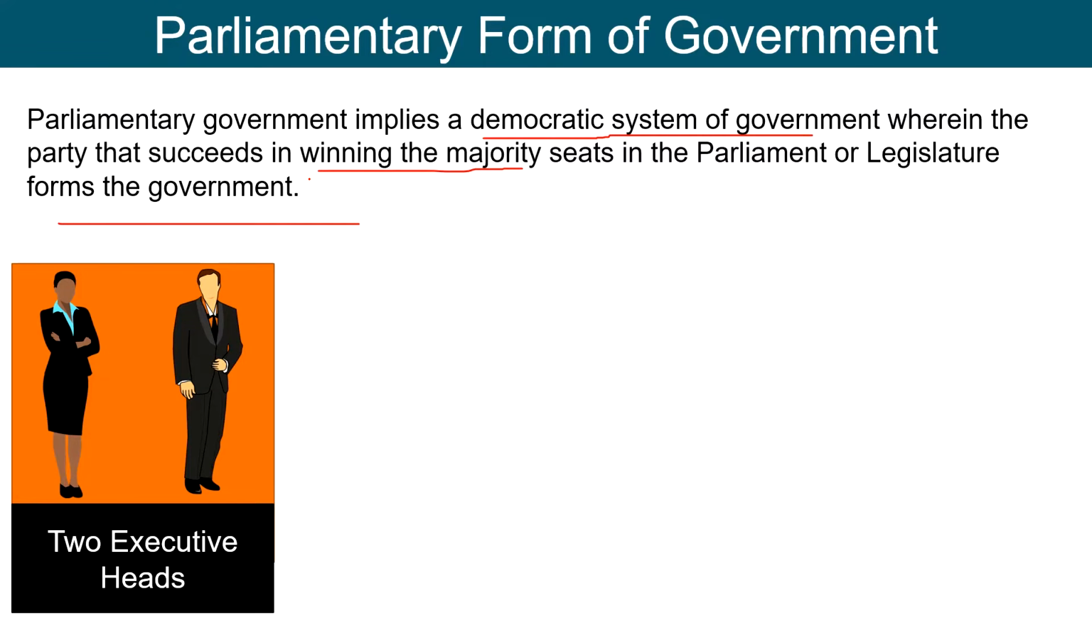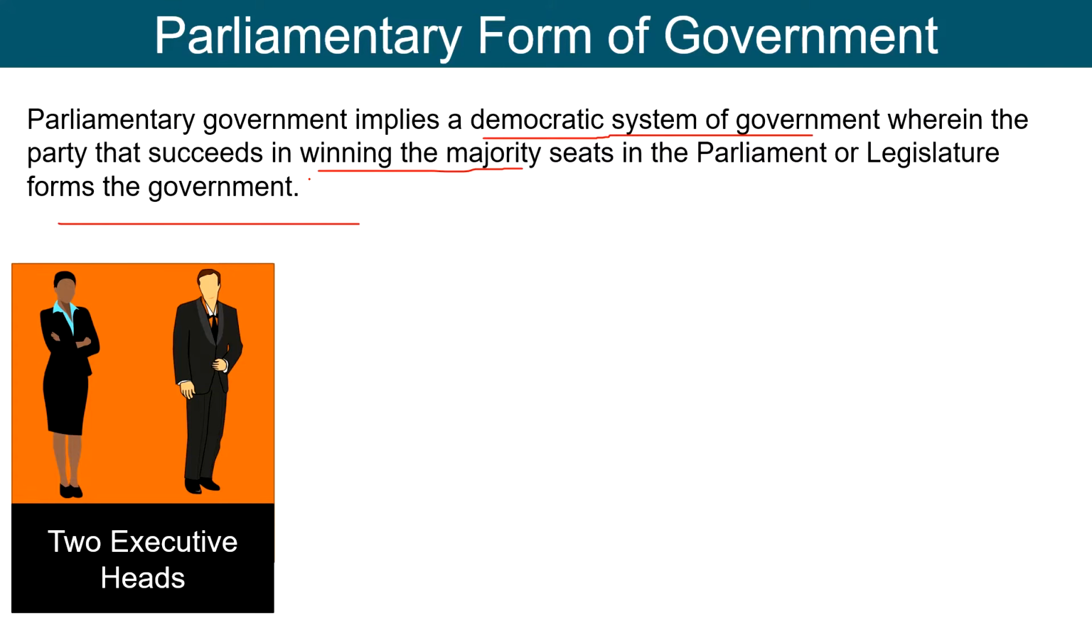In countries like United Kingdom, Belgium, Spain, Denmark, etc., the head of the state is the constitutional monarch, which implies that the position is held by hereditary succession. Whereas in countries like India, Germany, Italy, Austria, Ireland, etc., there is an elected head of the state called the president.